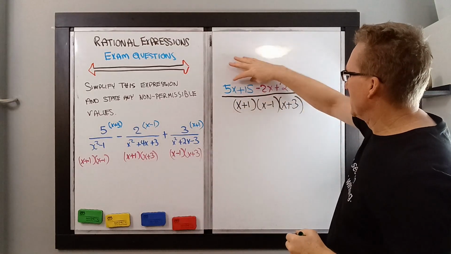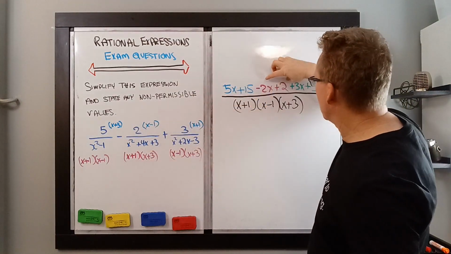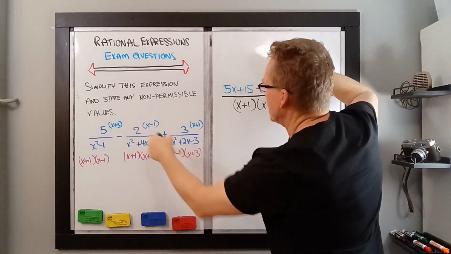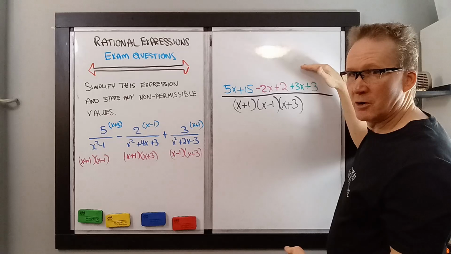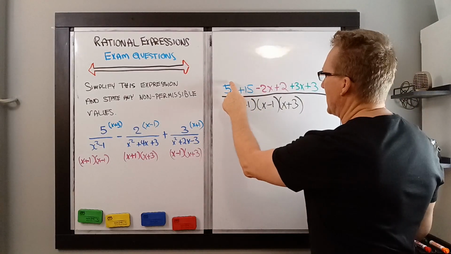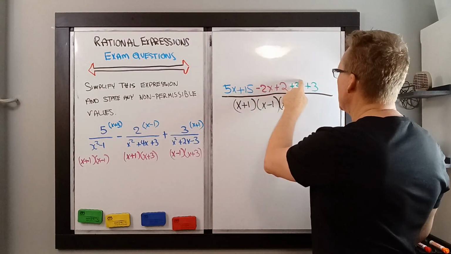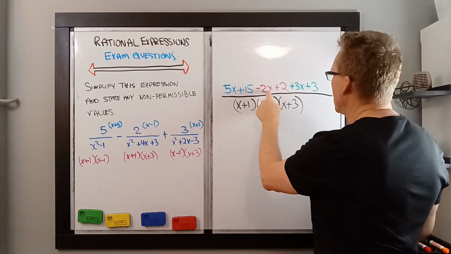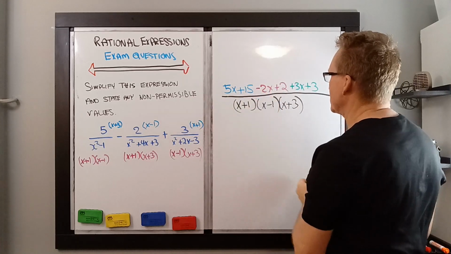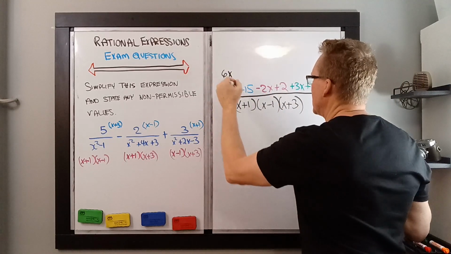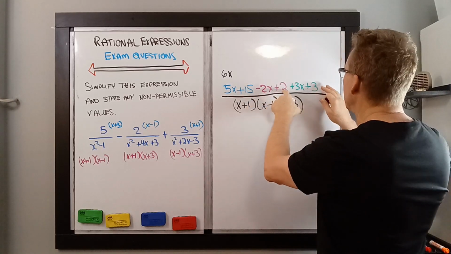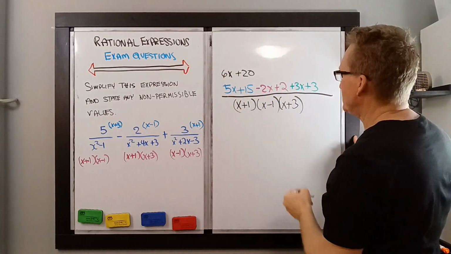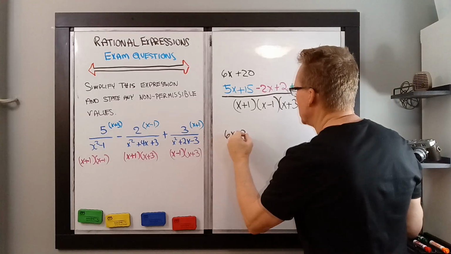Each of these terms I've written up. This is the first term, or the first rational expression. This is the second one. This is the third one. Now we want to add up all the terms in the numerator. So here we have 5x minus 2x plus 3x. These two will make 1x, so that's going to be 6x. So all the x's will be 6x. And then all the numbers, 15 plus another 5 is 20. 6x plus 20 is our numerator.